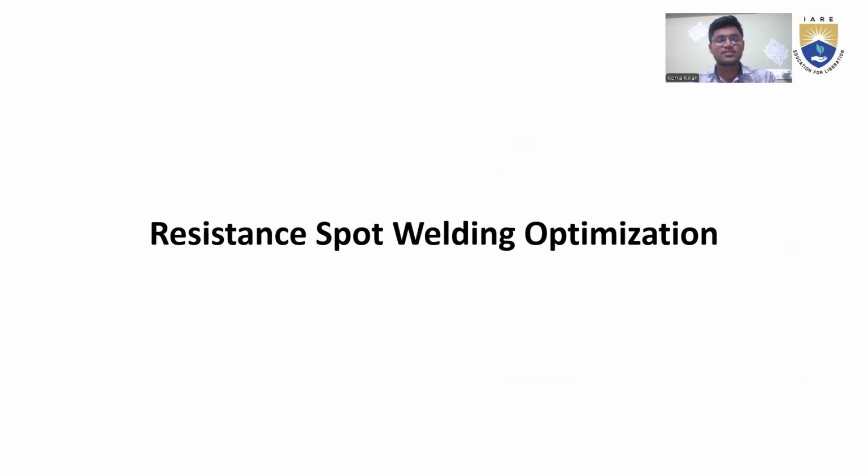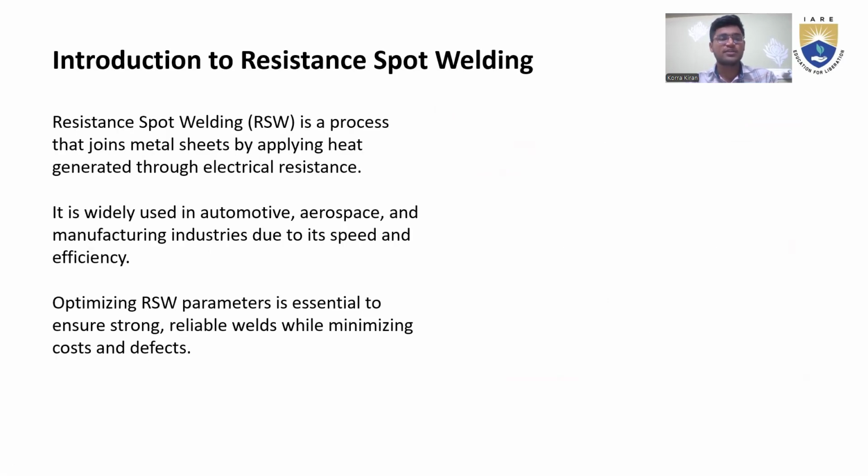Here the topic is resistance spot welding optimization. Introduction: resistance spot welding is a process of joining metals by applying heat, or we can generate heat between the two metals and join them. That was the main thing of resistance spot welding.